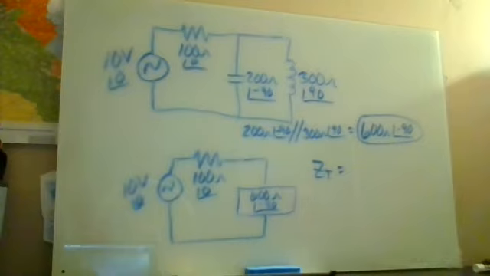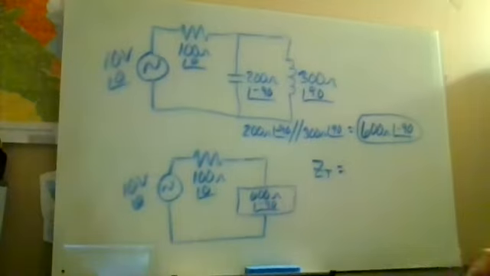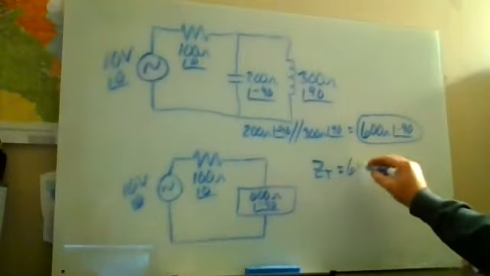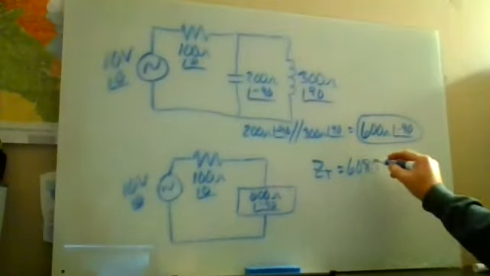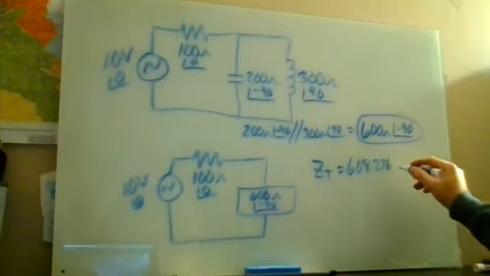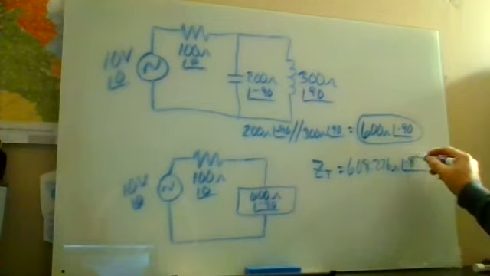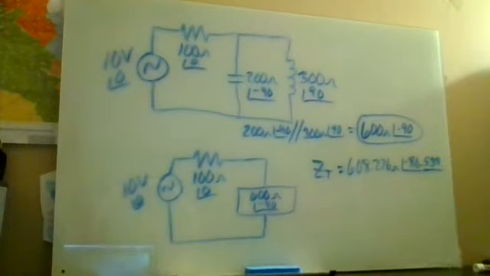Add them up and see what you get. You can't just add 100 and 600 and then add the angles. You got to actually punch it in the calculator. I get 608.276 at an angle of -80.538. Outstanding. So that's my Z total.